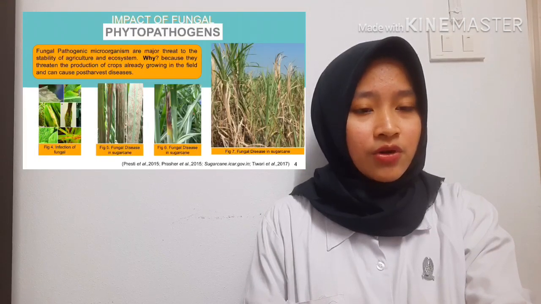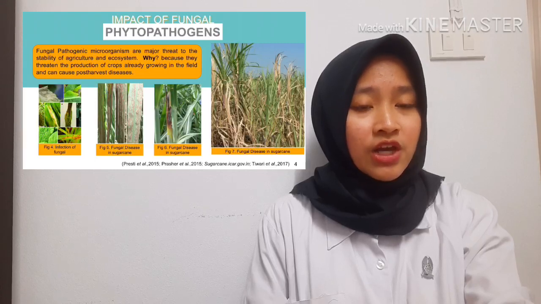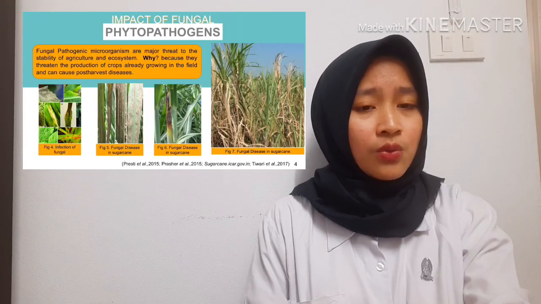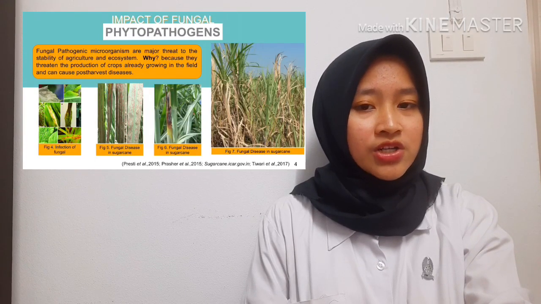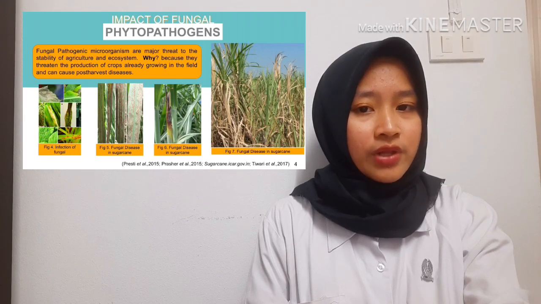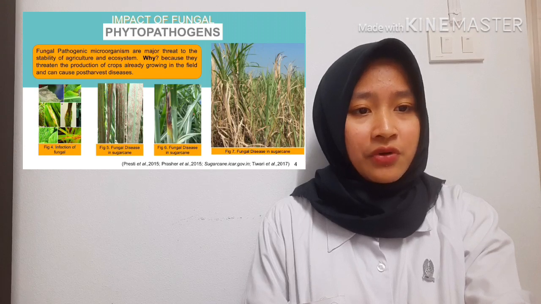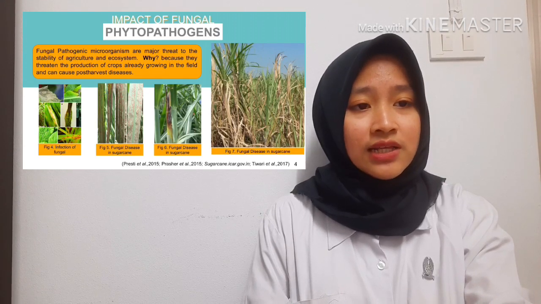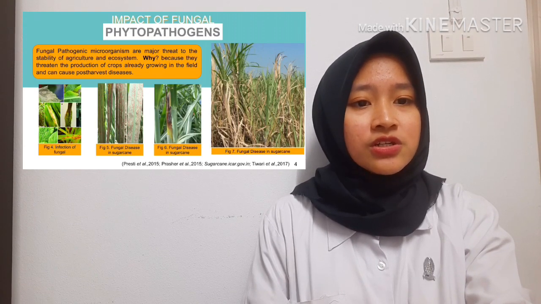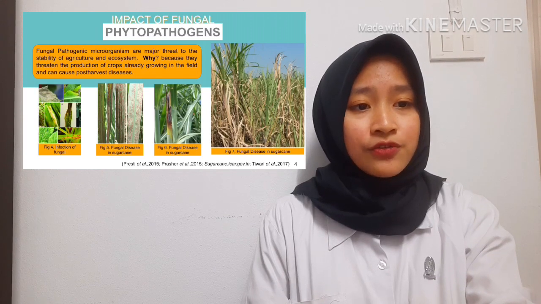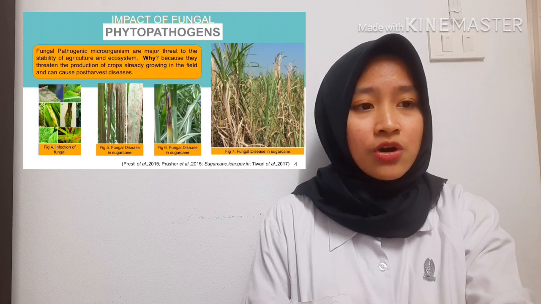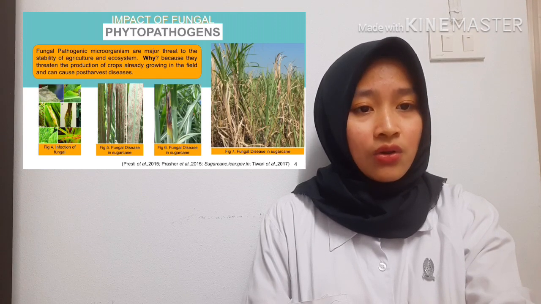Fungal pathogenic microorganisms have become a major threat to the stability of agriculture and ecosystems. Why? Because they threaten the production of crops that are already growing in the field and can cause post-harvest disease. As you can see in figure number 4, there is a fungal infection in several leaves. And in figures number 5, 6, and 7 is a fungal disease in sugarcane. The fungal pathogens make black spots or brown spots which can kill the whole leaves.